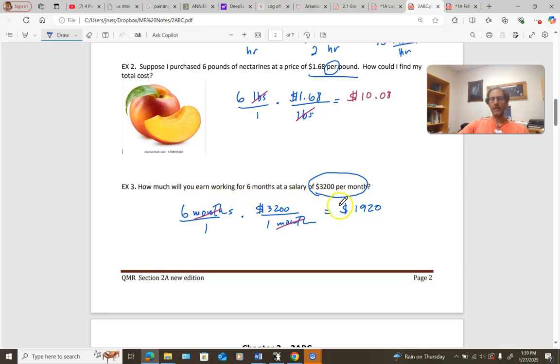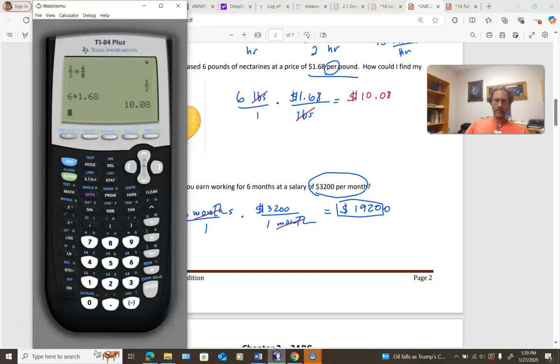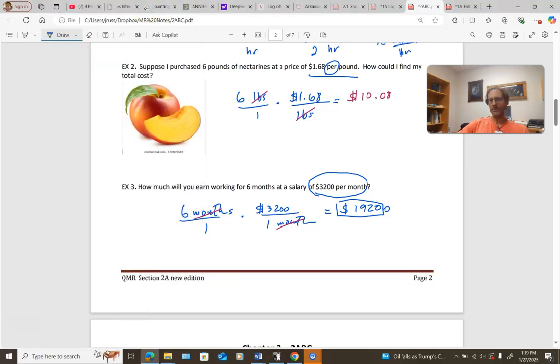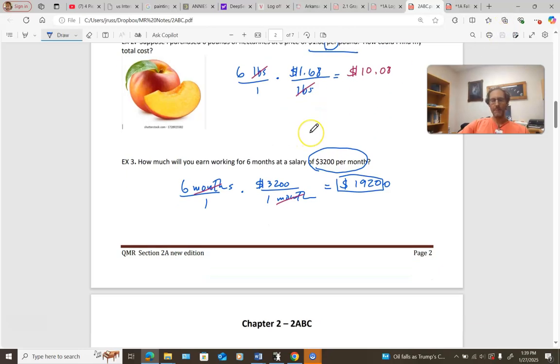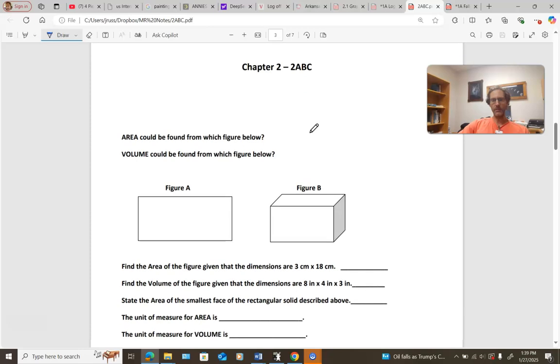And you'll notice that our result is in dollars. Oh, wait a minute. This is not correct. I think it should be... I missed a 0, didn't I? I knew that didn't look right. Yeah, there we go. Just forgot the 0. Okay, $19,200. All right, well, we'll continue on.